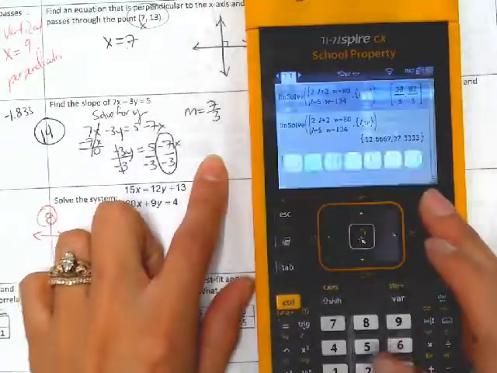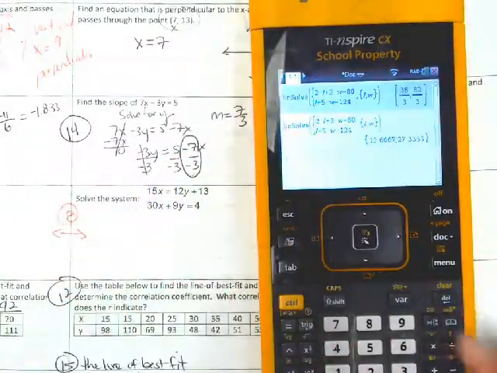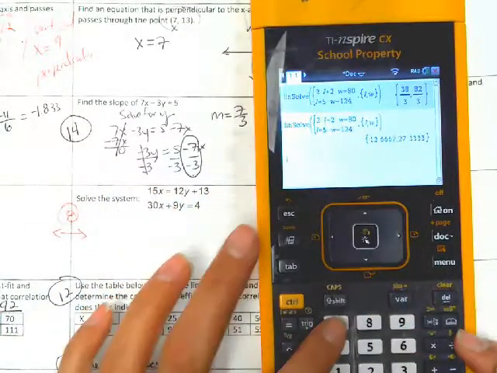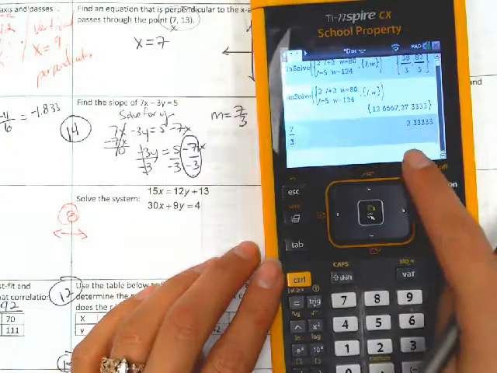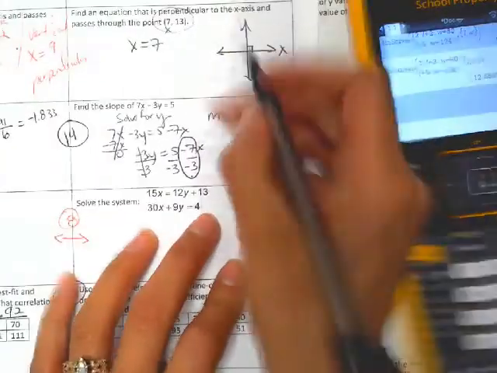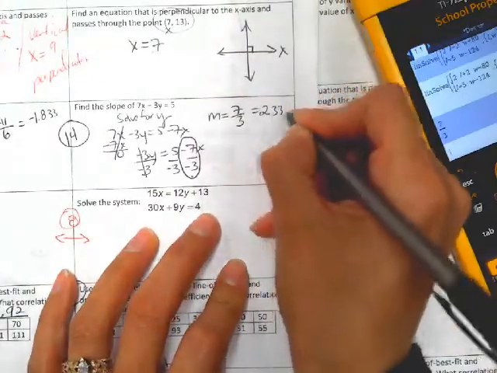More than likely, the answer will be in a fraction, but just in case, you can do 7 divided by 3, control enter, and it changes to a decimal, 2.333. So either way, you would have the right answer.